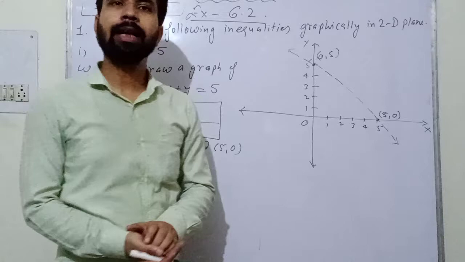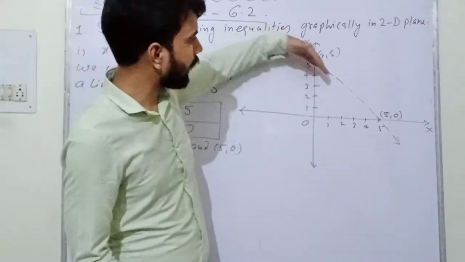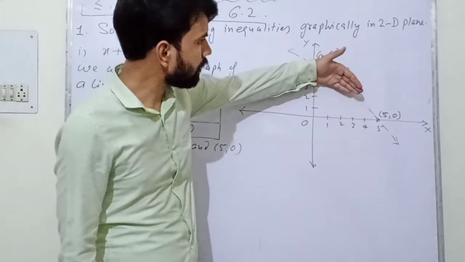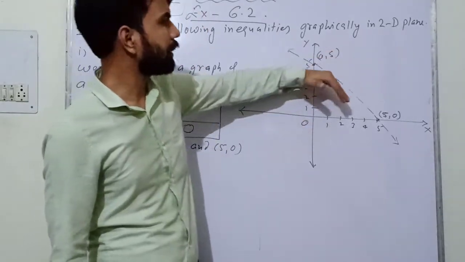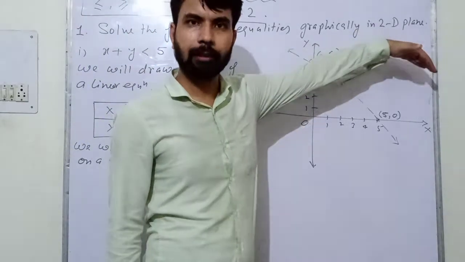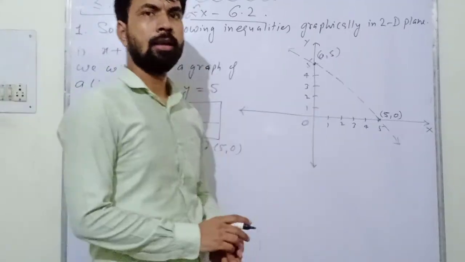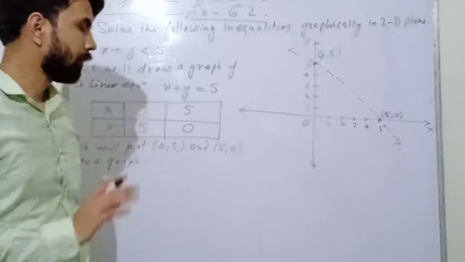Now we will have to shade the region. This line divides the whole Cartesian plane into 2 parts. One part is on the left side of the line, second part is on right side of the line. Clear? So we have to shade the required region. So which region we have to shade? So now see.